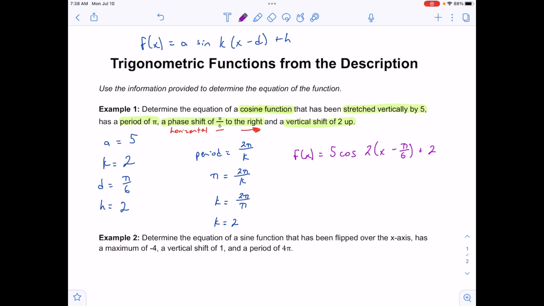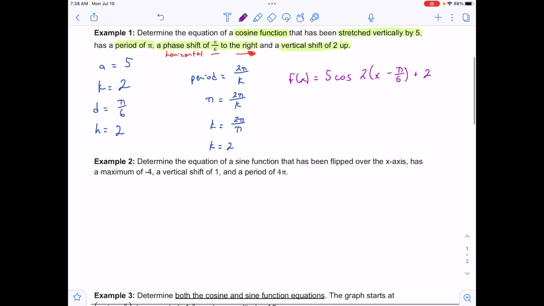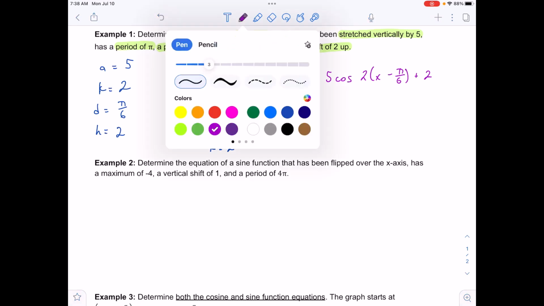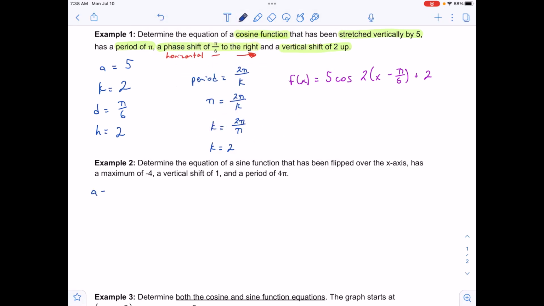Good job. Let's look at our next example. Determine the equation of a sine function that has been flipped over the x-axis, has a maximum of -4, a vertical shift of 1, and a period of 4 pi. Okay, there's a lot of stuff going on here. I'm going to write to the left-hand side the letters that we need to find, the coefficients or the variables we need to find. Okay. The first piece of information that I spot as being really easy is our vertical shift of 1. That is our h value, which is 1.